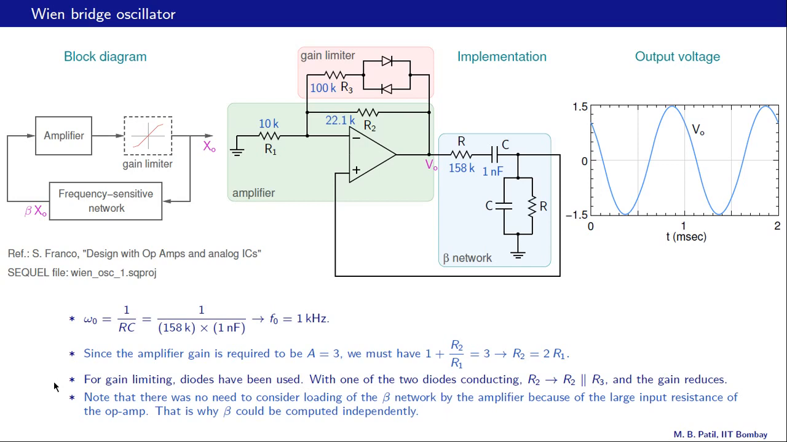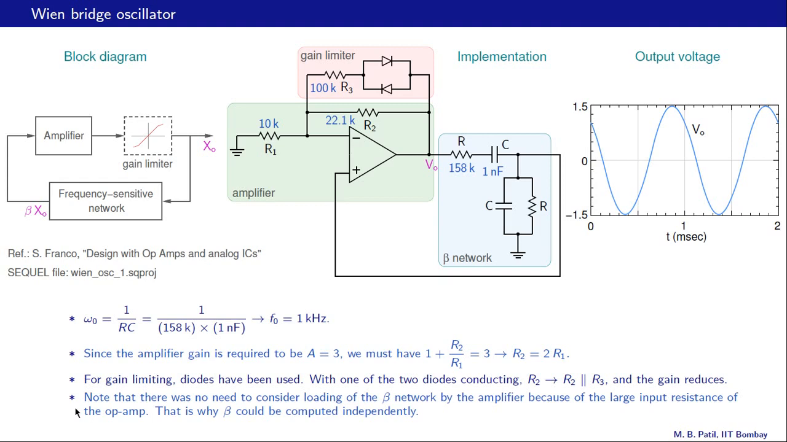Let us see how gain limiting is happening in this circuit. This is our gain limiter network, and as we have seen, when this voltage increases either in the positive or negative direction, one of these diodes conducts, and then R2 gets replaced by R2 parallel R3. As that happens, this 1 plus R2 by R1 will go down because R2 has now got replaced with a smaller resistance, R2 parallel R3, and therefore the gain will go down. So that is how gain limiting is happening here.